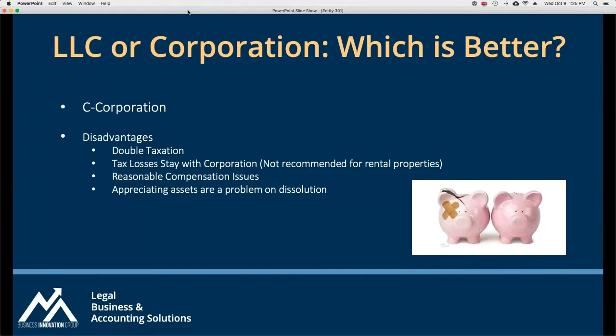And then appreciating assets are a problem on dissolution, mainly because when you dissolve the C corporation, on a corporate dissolution, basically the assets are deemed to have been sold, right? You can't just distribute them out to yourself as the owner. And so if you're not planning on selling the asset, you're going to trigger a tax impact, and you're going to have to come up with money from some other source to pay the tax bill associated with that appreciating asset. So basically, once again, C corporation, not for rental properties, right? If your property is going to appreciate, you just really don't want it in that C corporation.